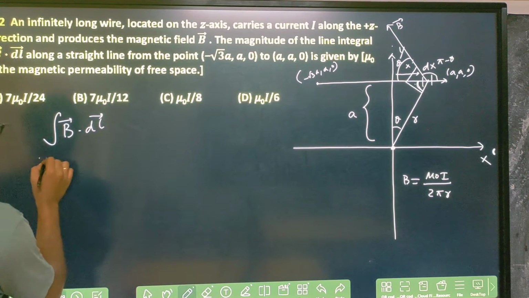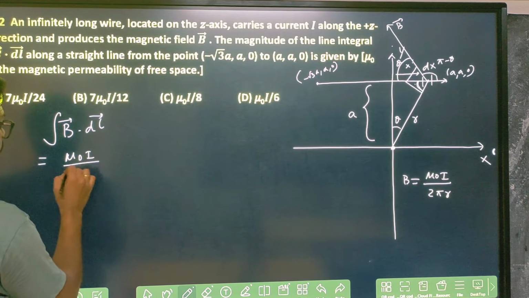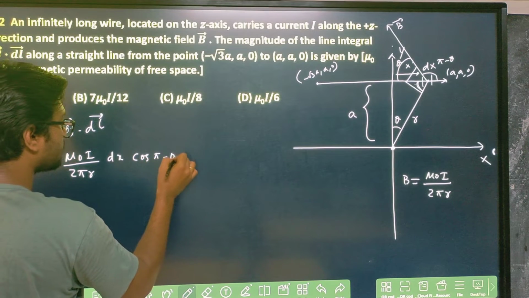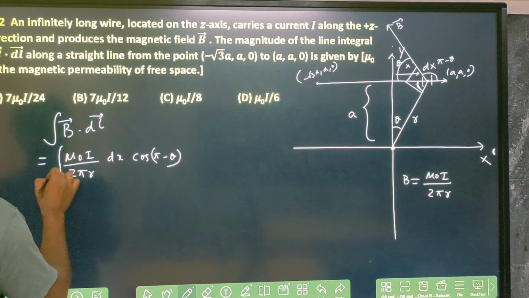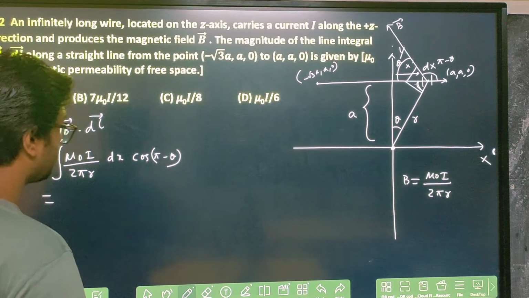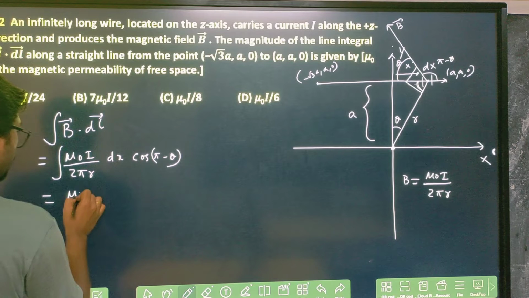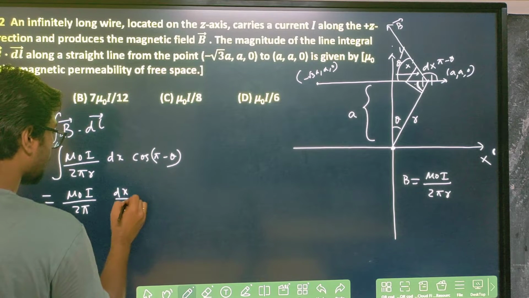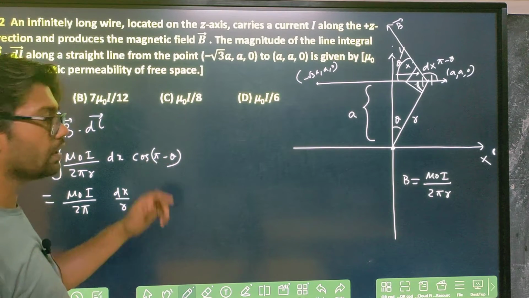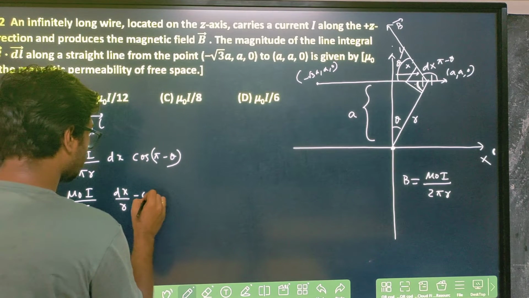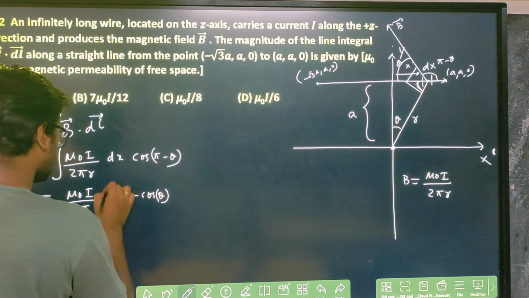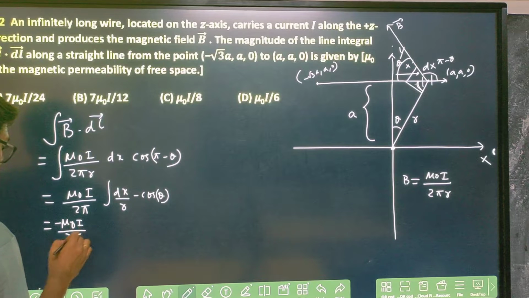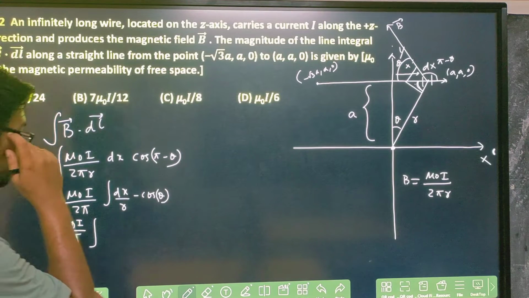So for this one it will be mu naught I divided by 2 pi r, and dl will be your dx, and cos of pi minus theta, that outside angle, like we do in the dot product. Here mu naught is constant, I is constant, 2 pi is constant, you can take it out. So this will be dx by r, and cos of pi minus theta will be obviously minus cos theta. Clear? Integration is there. So this will be minus mu naught I divided by 2 pi, integration of cos theta value.